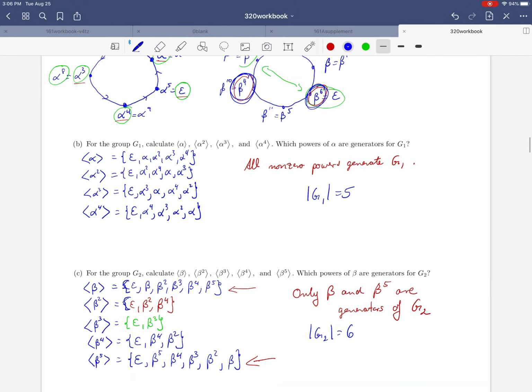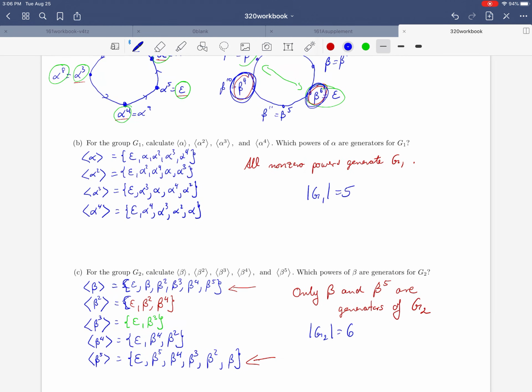But when we went around the hexagon, when we started with beta squared, we went from the identity to beta squared to beta to the 4th and then back to the identity. We never picked up any of the odd powers of beta. And when we started with beta cubed, we only picked up the identity and beta cubed because we went beta, beta cubed, then beta to the 6th, which is the identity again. So the multiples of 3 only got us powers of beta that were either the identity or beta cubed.